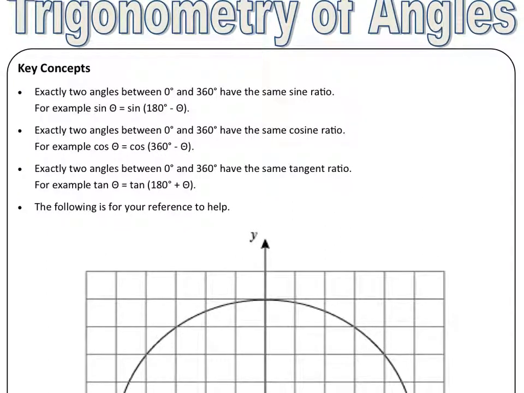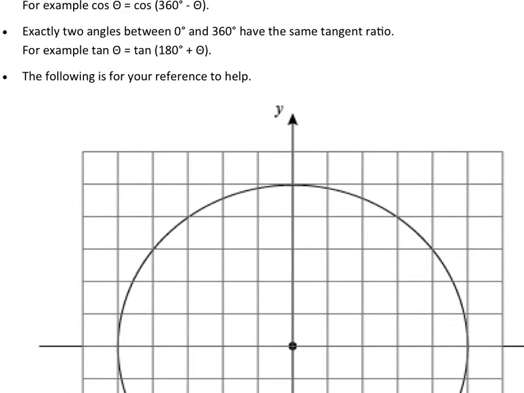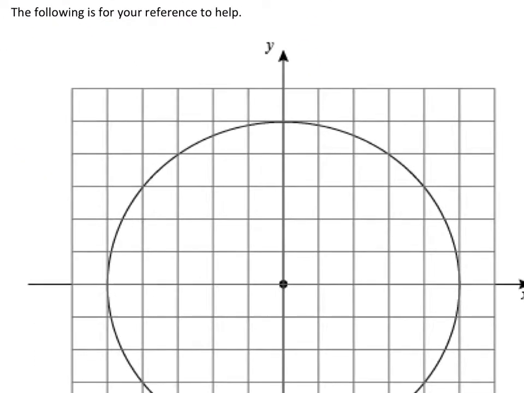Exactly two angles between 0 and 360 have the same cosine ratio. Exactly two angles between 0 and 360 have the same tangent ratio. And that's where we get into our unit circle. I'm going to go over some of the stuff we already know, but you're going to have it all in one spot this time.